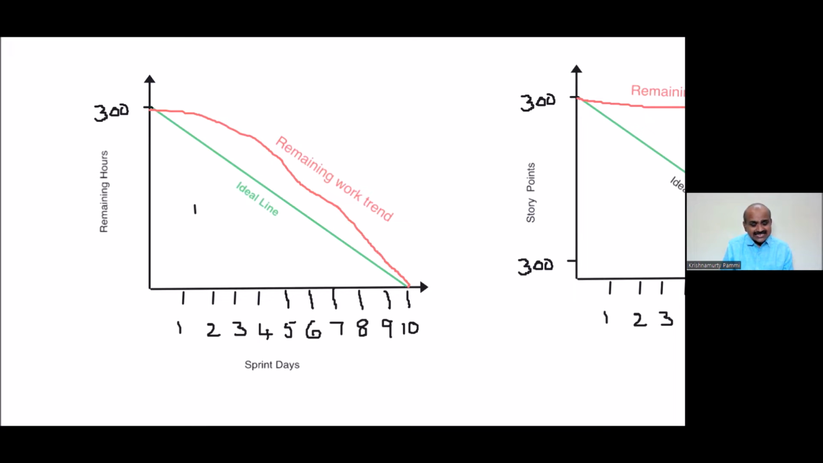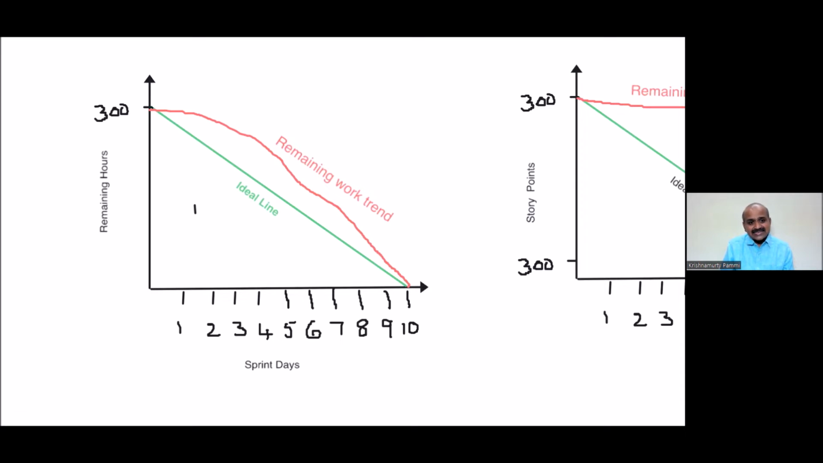Similarly, you ask on the second day, how much work is remaining on the second day? How much work is remaining on the third day? Likewise, the actual remaining hours on the respective days will be taken and plotted. So the remaining work trend is the actual remaining hours. The red color curve shows the actual remaining hours. The green bar talks about the ideal line, right?